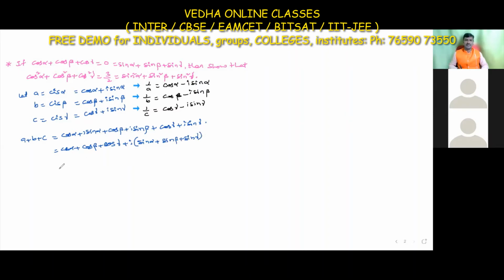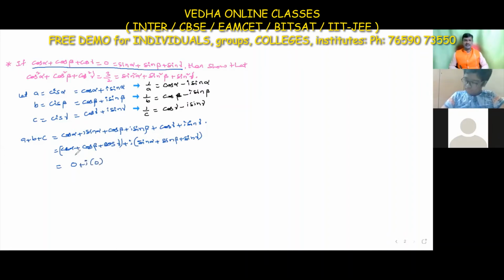Now, it is already given in the question that cos alpha plus cos beta plus cos gamma equals sin alpha plus sin beta plus sin gamma equals 0. By substituting that, this is 0 plus i into 0, so 0 plus 0 is 0 only. Now squaring on both sides, we get (A plus B plus C) whole square equals 0 square.